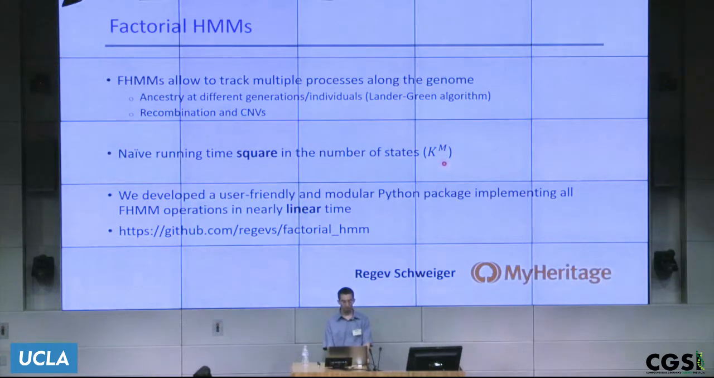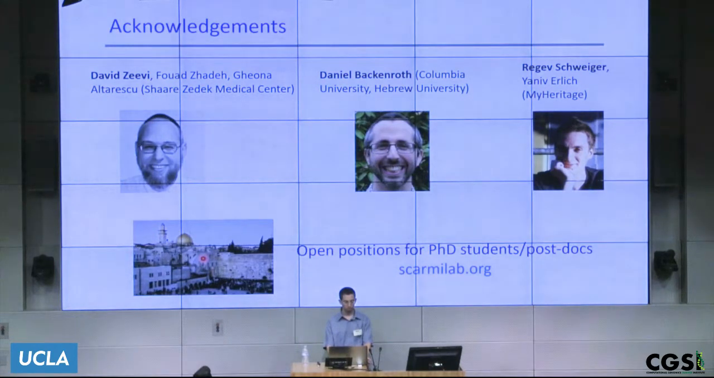There is a classic algorithm, developed about 20 years ago, to reduce the running time to nearly linear, n log n basically. And recently, with Regev Schweiger from MyHeritage, we developed a user-friendly and modular Python package that implements all the standard HMM operations with exact solutions and linear time, and you can find this package here. With that, I conclude and thank my collaborators on these projects and also advertise positions.